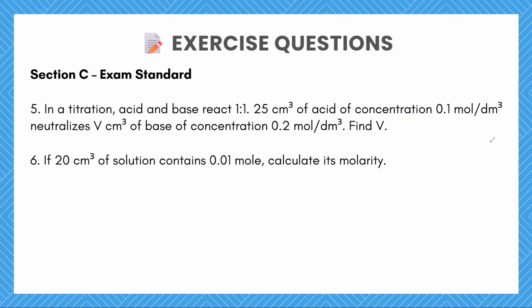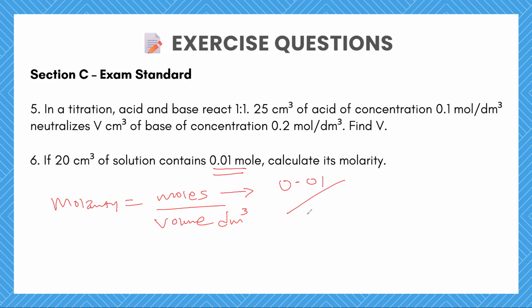And then finally, we have this question that starts off by saying, if 20 cm cube of solution contains 0.01 mole, calculate its molarity. Molarity will always be equal to the number of moles of the solute divided by the volume of the solution in dm cube. The number of moles is 0.01. For the volume in dm cube, we're given 20 cm cube, so we'll have to convert this into dm cube. To do that, we divide by 1,000. 20 divided by 1,000 gives us 0.02 dm cube.